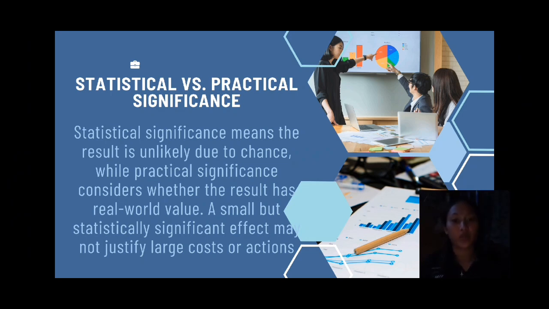Statistical significance means a result is unlikely to have occurred by chance, while practical significance considers whether the result is large or meaningful enough to have real-world value. In some cases, especially with large sample sizes, a result may be statistically significant but have little practical impact. For example, a marketing campaign increases brand awareness from 30% to 30.84% with a statistically significant p-value, but the actual increase is less than 1%.